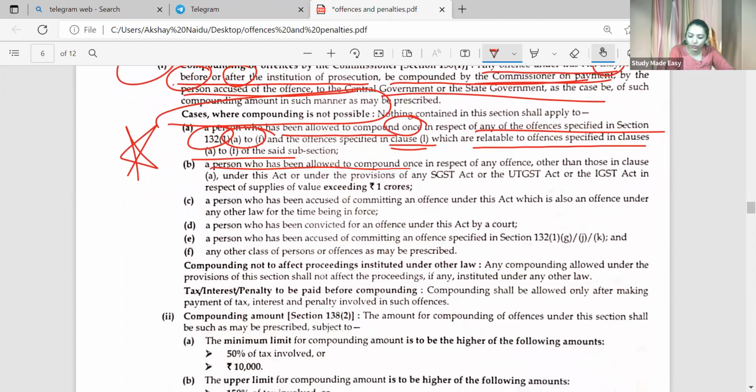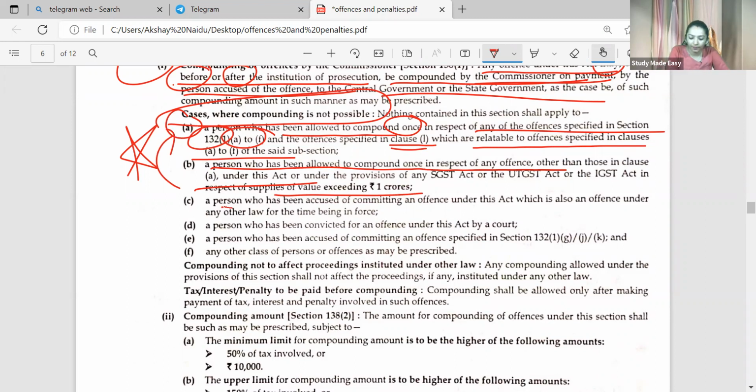Person who has been allowed to offense once in respect of any offense other than those that has been given in clause A, इसके अलावा any clause में you have been given कि चलो compounding we will do. So if person has been allowed compounding once in respect of any offense, but that is not ये A clause वाला offense, in such a case if the value exceeds 1 crore, तो 1 crore के above value तो भी one time. Any case 1 crore के above it is one time.